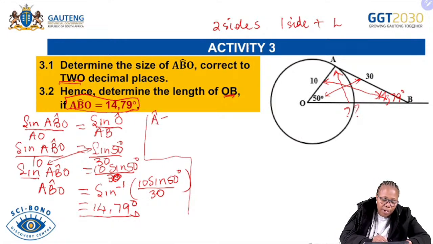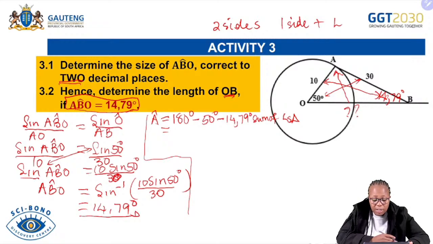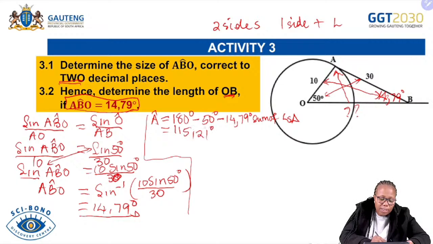Angle A with sum of angles of a triangle, which is equal to 180. We subtract the given angle 50 degrees and the calculated one, 14,79. This is out of what? Sum of angles of a triangle. And then 180 minus 50 is 130, minus 14,79 is 115,21 degrees. That means that is the angle A. And since we have angle A now as being 115,21, we can now find OB.